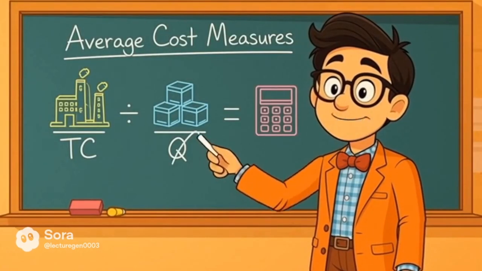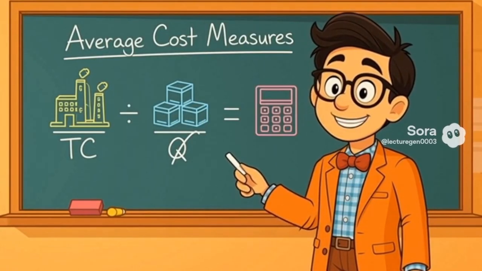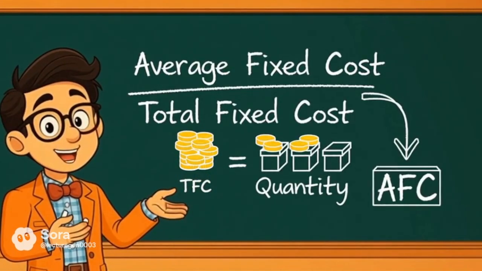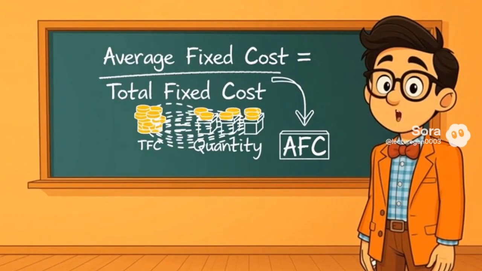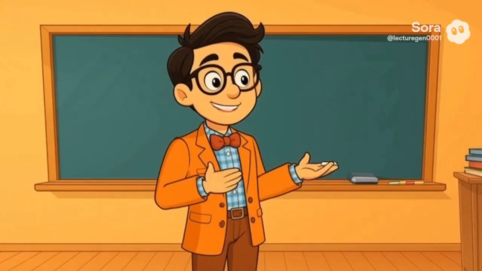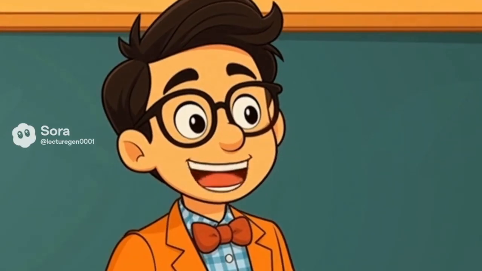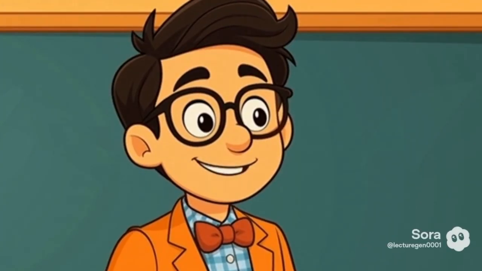Now let's talk about average cost measures, which help firms calculate cost per unit of output. The average fixed cost is total fixed costs divided by quantity. It falls as output rises because fixed costs are spread over more units. Average variable cost is total variable cost divided by quantity. It may fall at first as production becomes efficient, then rise due to diminishing returns.